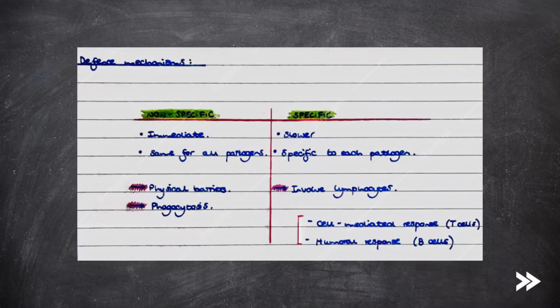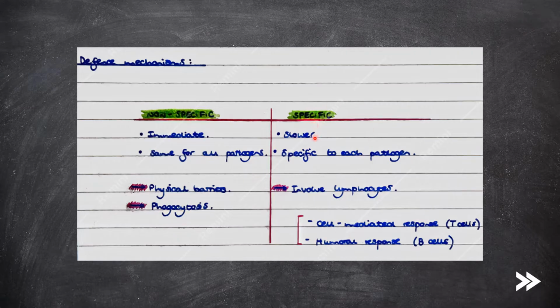In the body, we have two types of defense mechanisms. We have specific defense mechanisms and non-specific ones. Non-specific defense mechanisms are immediate. They're the same for all pathogens and include physical barriers such as tiny hairs which trap mucus in your ears, for example, as well as phagocytosis.